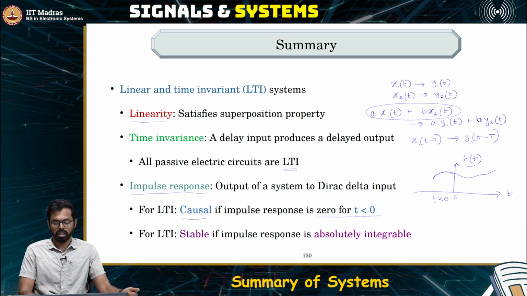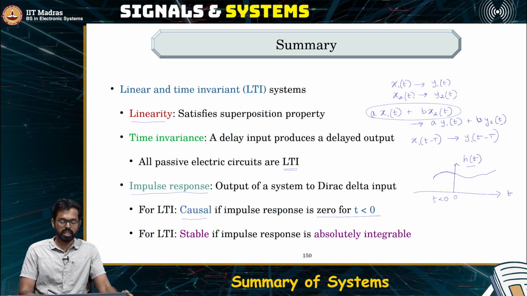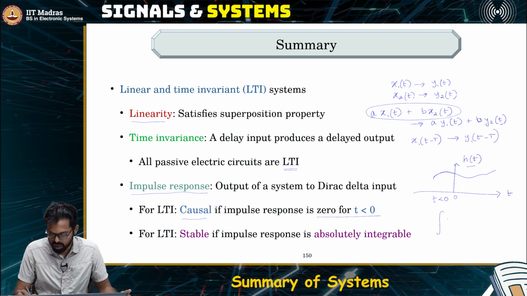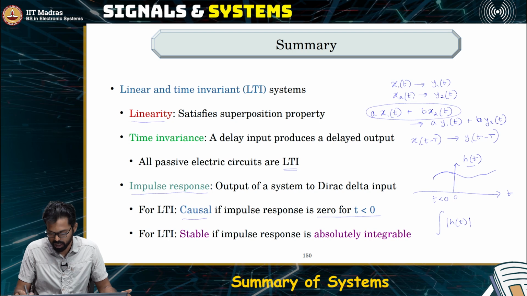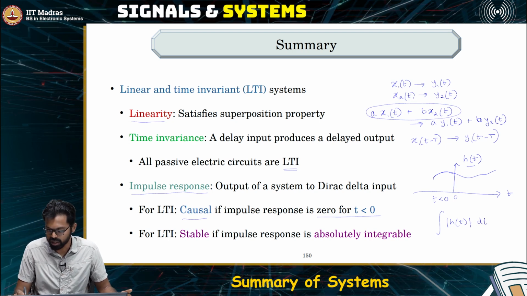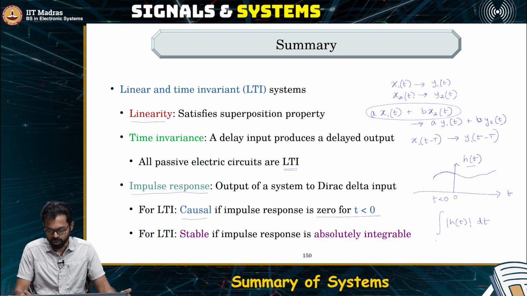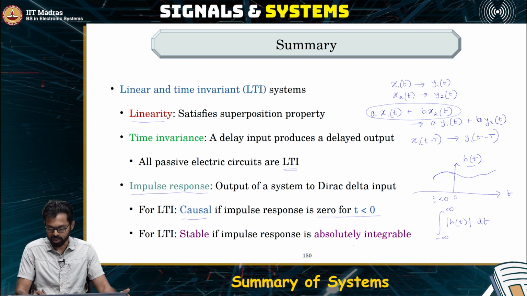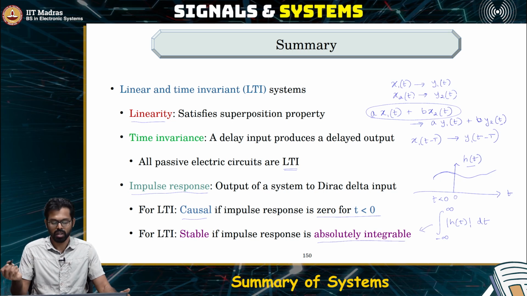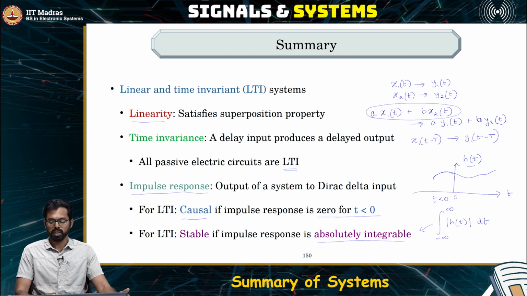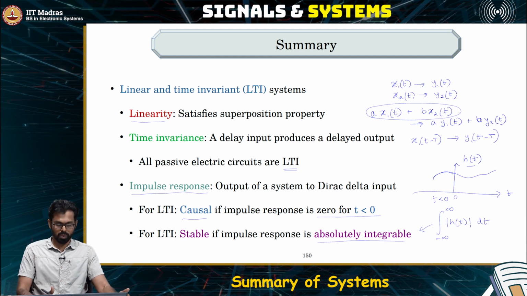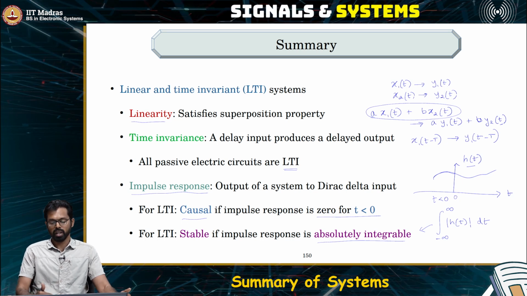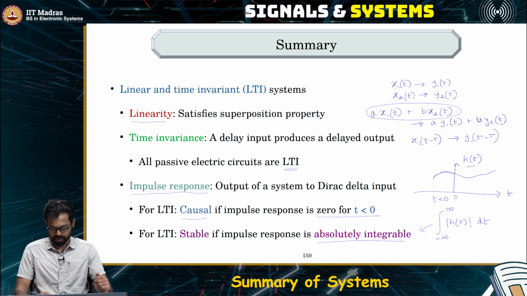Now, other than causality, we can also comment about the stability of LTI systems just by looking at the impulse response. So we can take the impulse response, find its magnitude, and find the area under this entire magnitude signal. If this area is finite, that is, if the impulse response is absolutely integrable, then the output will never grow unbounded when the input is bounded, which means BIBO stability can be guaranteed if the impulse response is absolutely integrable.